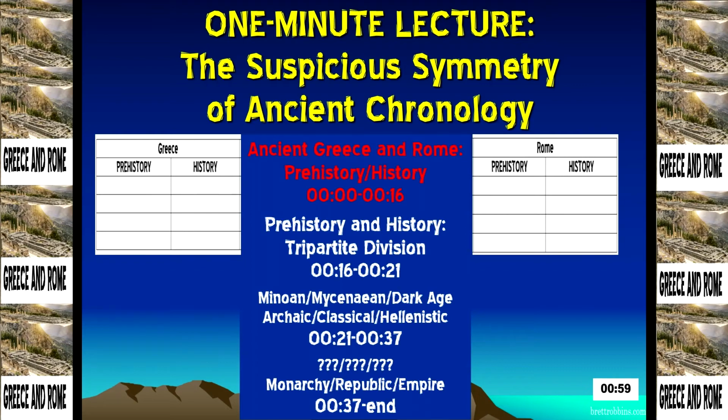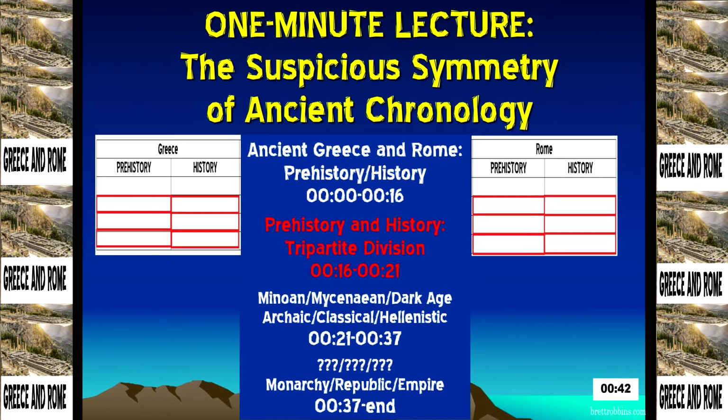There are two divisions, both for Greece and for Rome. And right away it's suspicious. There's so much symmetry here. And it's the reflection of later thinkers whittling things down into bite-sized pieces. There's a bipartite breakdown between prehistory and history. And that goes for both Greece and for Rome. And there is a tripartite breakdown of both prehistory and history.